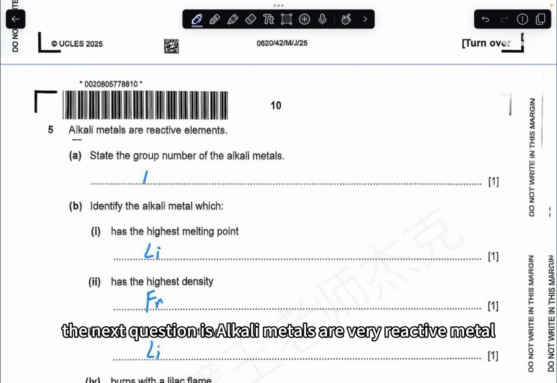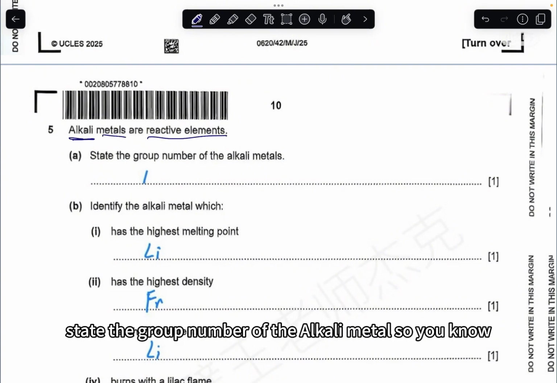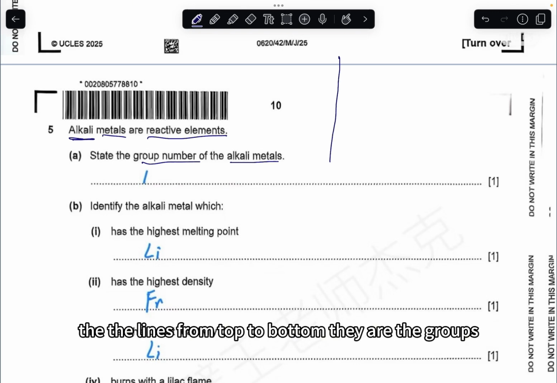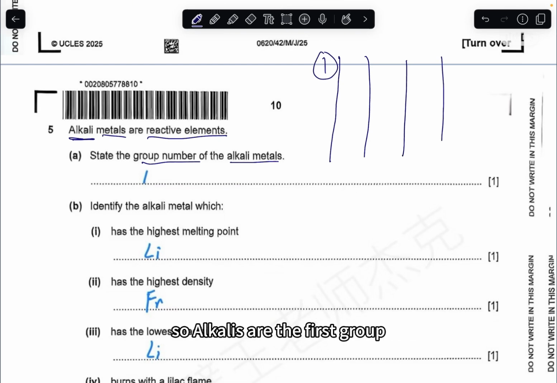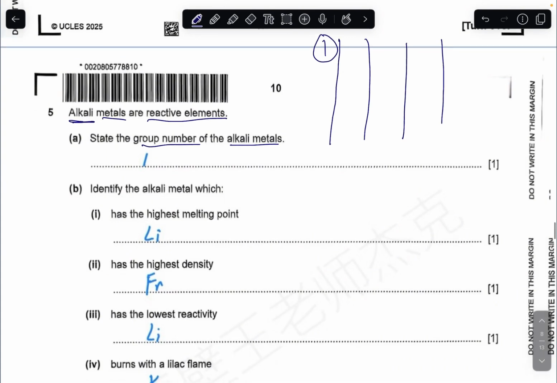The next question is, alkali metals are very reactive metals. State the group number of the alkali metal. So you know the lines from top to bottom are the groups. We have 8 groups in our periodic table. Alkali metals are the first group, so the group number is 1.